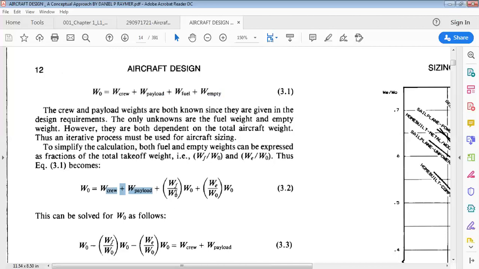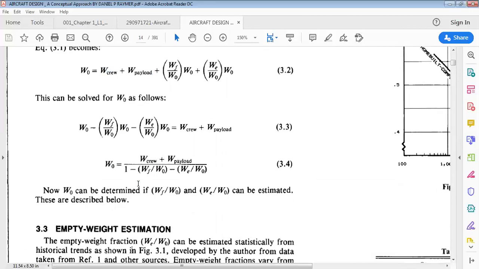So these are called fuel weight estimation as well as empty weight estimation. So these things will be calculated. After that, we are going to calculate the total design gross weight of an aircraft. So for example, first we are going to learn what fuel weight estimation as well as empty weight estimation is.